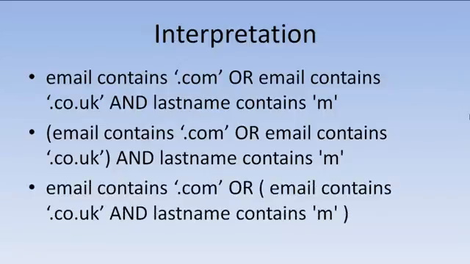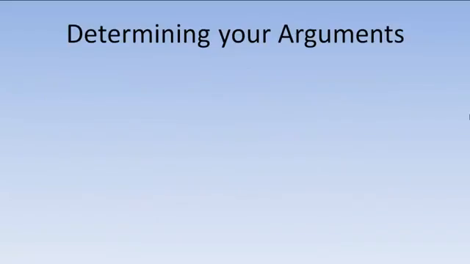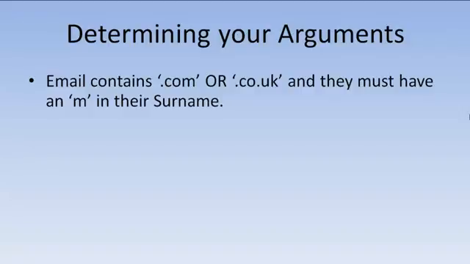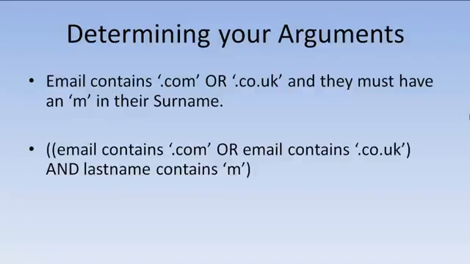outcome. However, it could also interpret it as email contains .com or open brackets, email contains .co.uk and last name contains M, close brackets. This demonstrates why groupings are very important in order for the system to determine your arguments correctly. The order in which the system will match data. For this example, the system will first look for emails containing .com or .co.uk, and from this list look for people whose last name contains M.